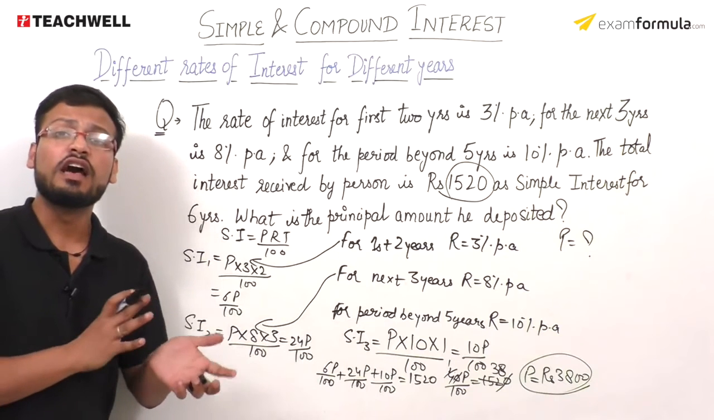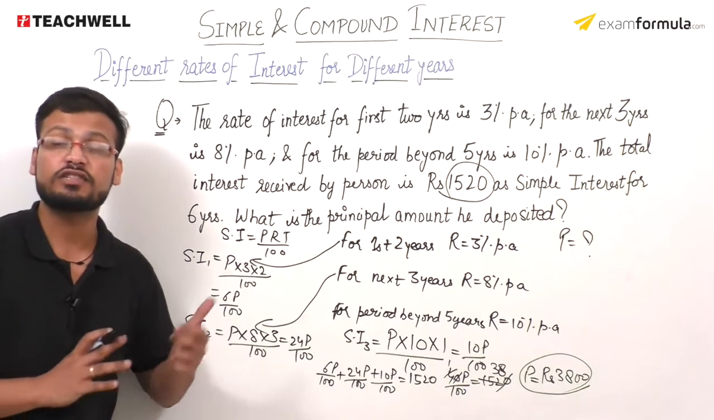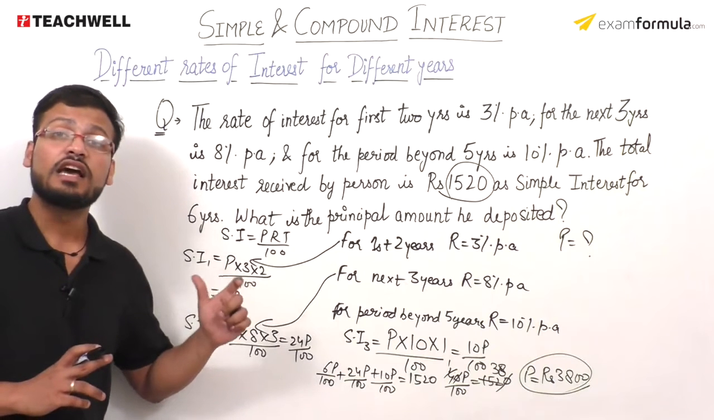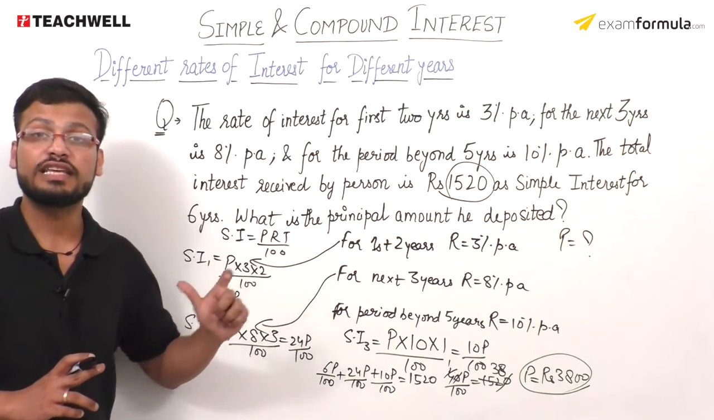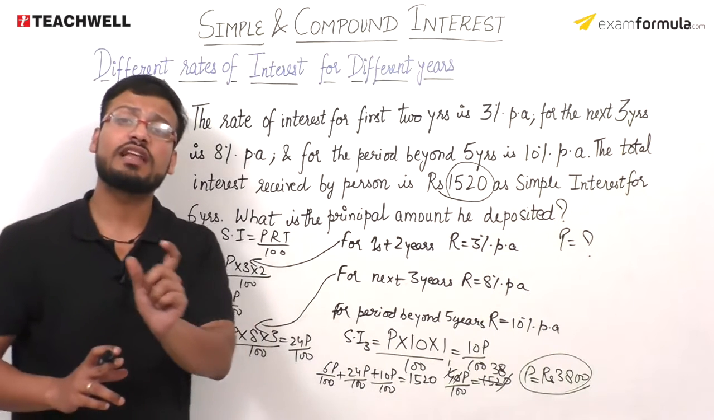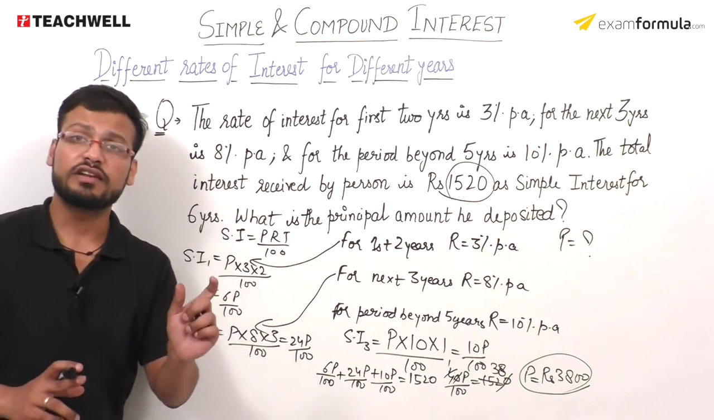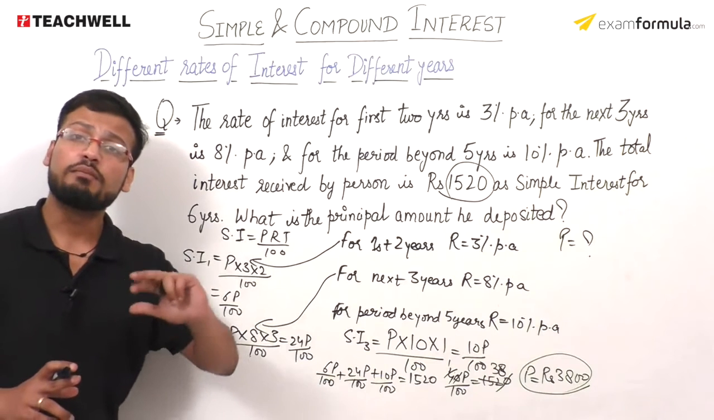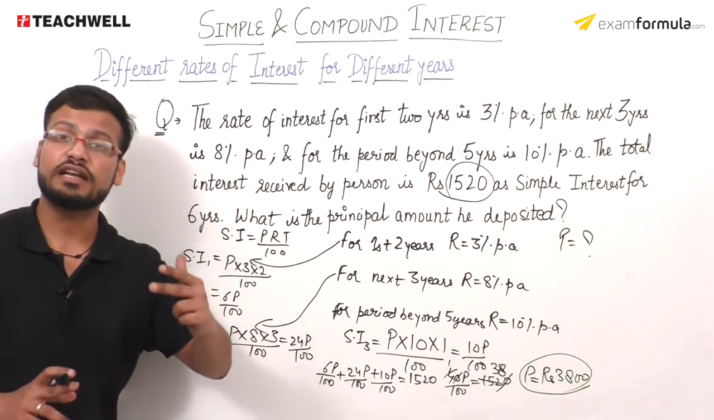We have already seen how we calculate the effective rate of the interest in case of the compound interest. Now let us see how we calculate the effective rate of the interest in case of the simple interest. I know that the simple interest value remains the same every year. Why? Because the principal in each case remains the same.